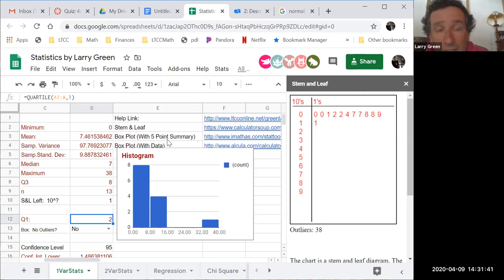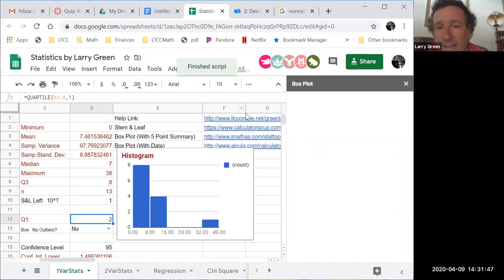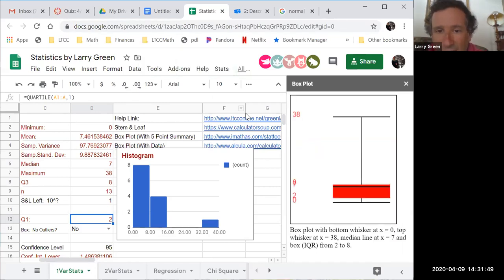It's important and it's used a lot, and because of that, I programmed a box plot. What that does is it draws a picture of the 5-point summary. In this case, 7 and 8 kind of get blurred together because they're so close to each other. But here we have the 5-point summary: 0, 2, 7, 8, and 38. And the box plot will give you a picture of that 5-point summary.